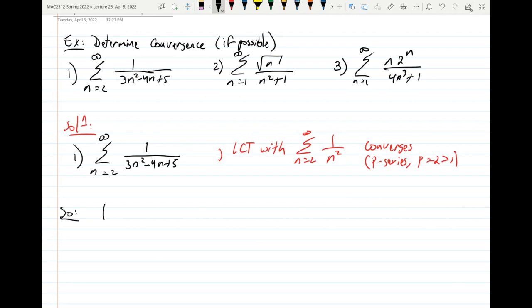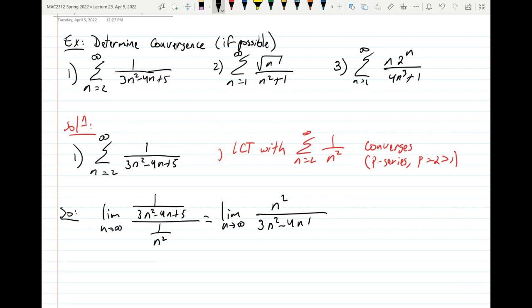Okay. So let's take the limit. Limit as n approaches infinity of 1 over... It doesn't matter which one you put on top or which one you put in the bottom. We're going to do it like this. So this will be limit as n approaches infinity. Remember, when this happens, you multiply and you flip the second fraction. So this n squared goes straight to the top. So it becomes n squared over 3n squared minus 4n plus 5. And what is this limit? 1 over 3. That's 1 over 3.